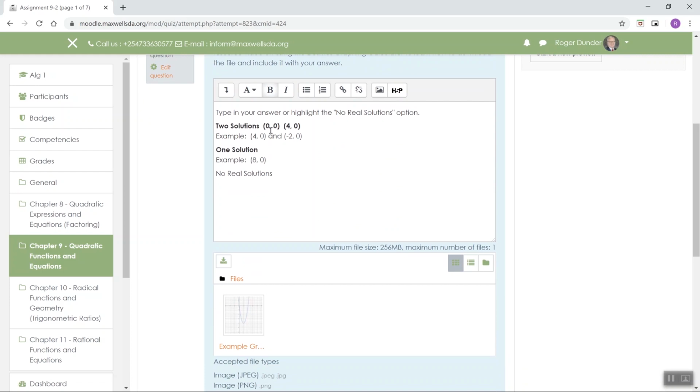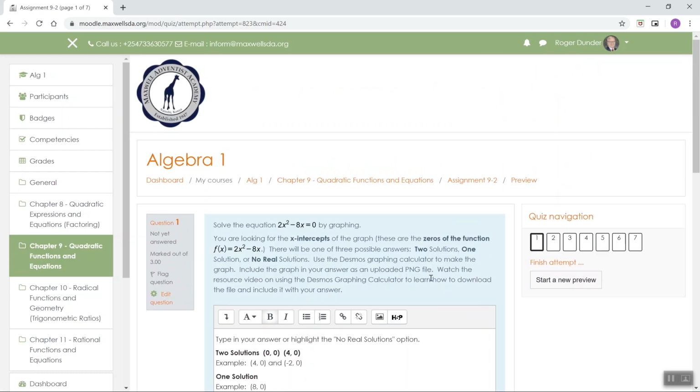Your answer is 0, 0, and 4, 0. Those are your 2 zeros of the function. Sometimes we just say 0 and 4 because we're interested in the coordinates that are on the x-axis, in other words, the x coordinates. But to be precise, if you're listing the points, you give 0, 0, and 4, 0. And then we've uploaded the graph to prove the point, to say that yes, in fact, that's correct.